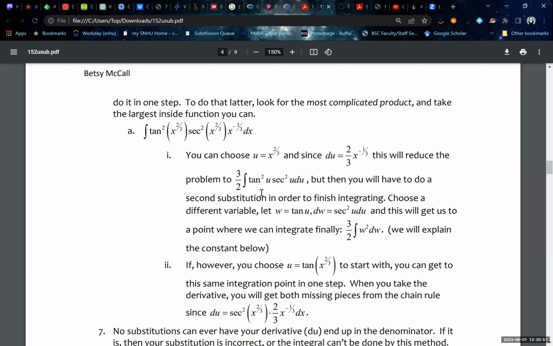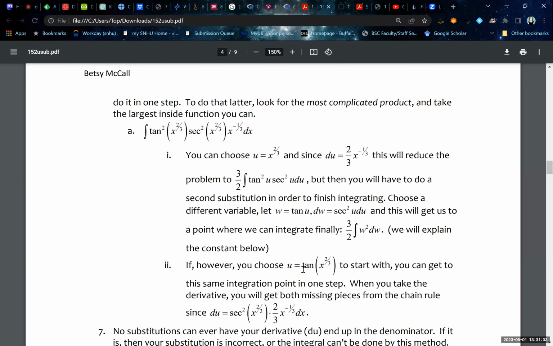On the other hand, though, if I'm thinking about this carefully, I can choose the substitution that involves both the tangent and the x to the 2/3. Because when I take the derivative of that, I will have a chain rule, but I will get everything I need. I will get the secant squared, x to the 2/3, and I will get the x to the minus 1/3, all in one substitution. And then I will be able to essentially integrate. I will basically get to this point, but just with a u and not with two layers of substitution.